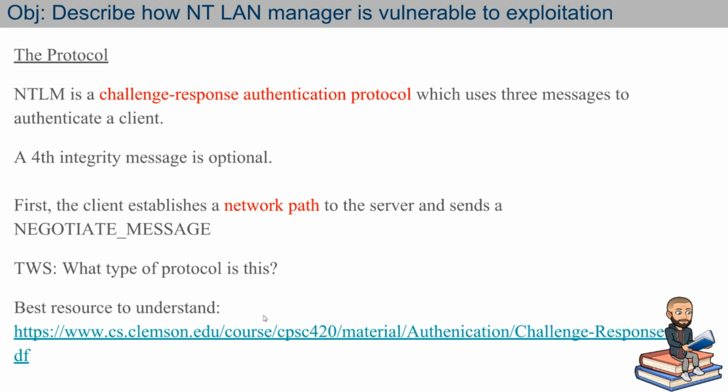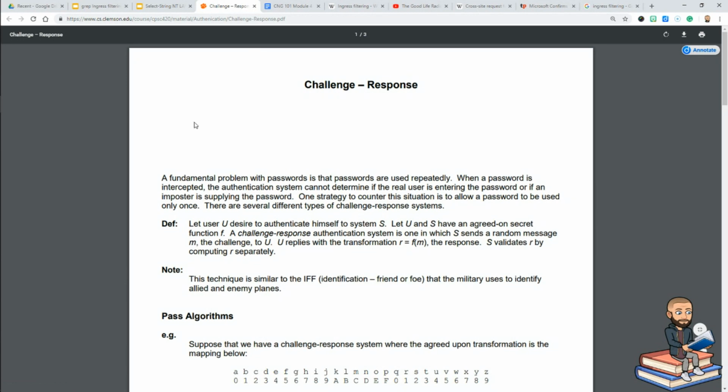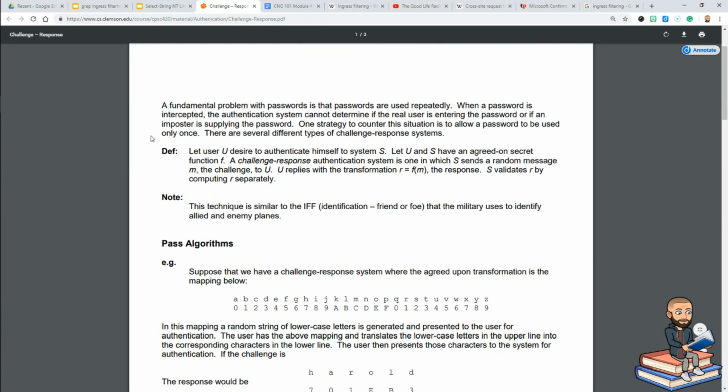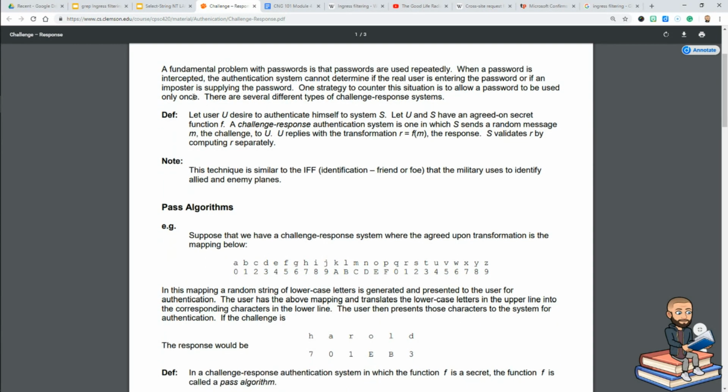A great resource to wrap your mind around this process is a Clemson website. It says a fundamental problem with passwords is that passwords are used repeatedly. When a password is intercepted, the authentication system cannot determine if the real user is entering the password or if an imposter is supplying the password. One strategy to counter the situation is to allow a password to be used only once. There are several different types of challenge response systems.